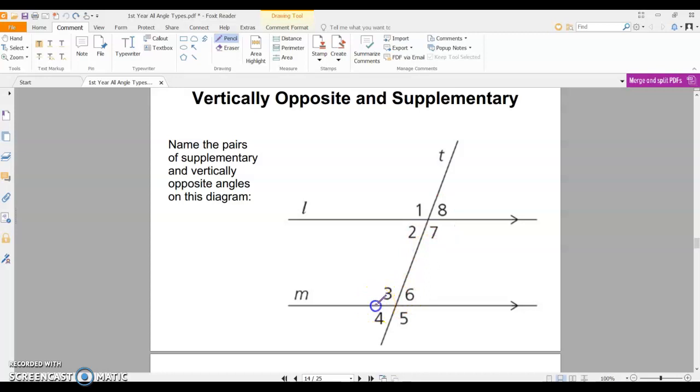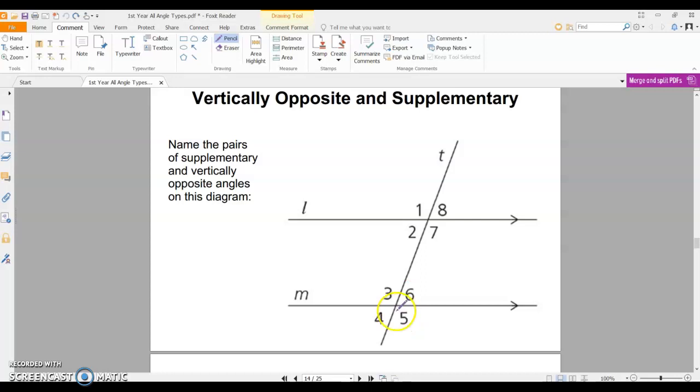What about down here? The first one I might say is 3 and 6 are supplementary. 3 and 4 are supplementary. 4 and 5 are supplementary. 5 and 6 are supplementary. Okay, so those 1, 2, 3 lines have created 8 pairs of supplementary angles I counted there.